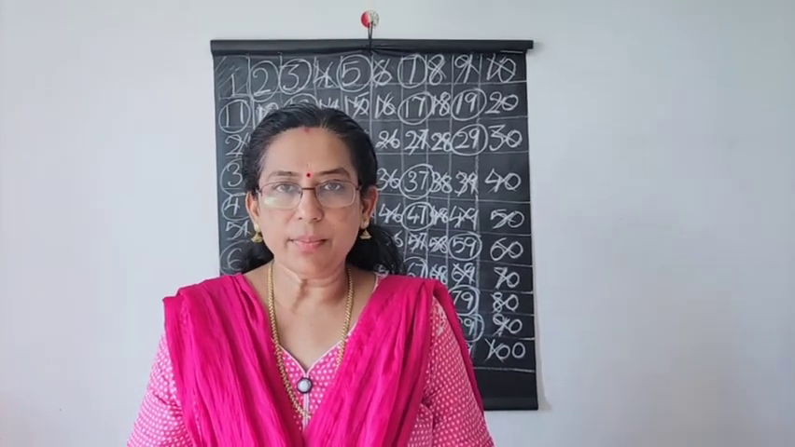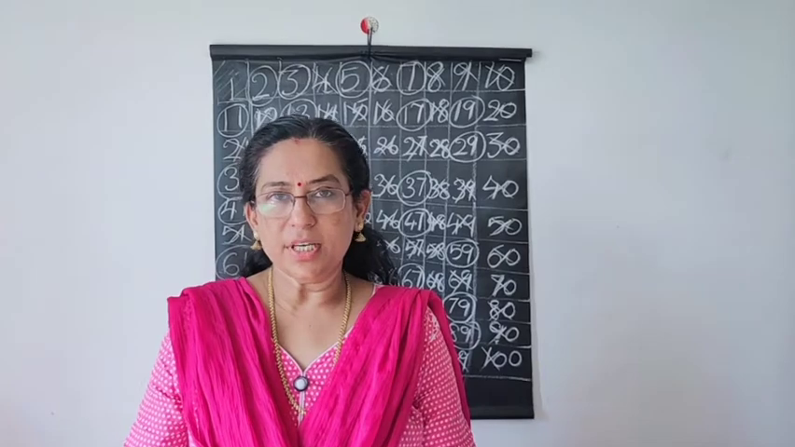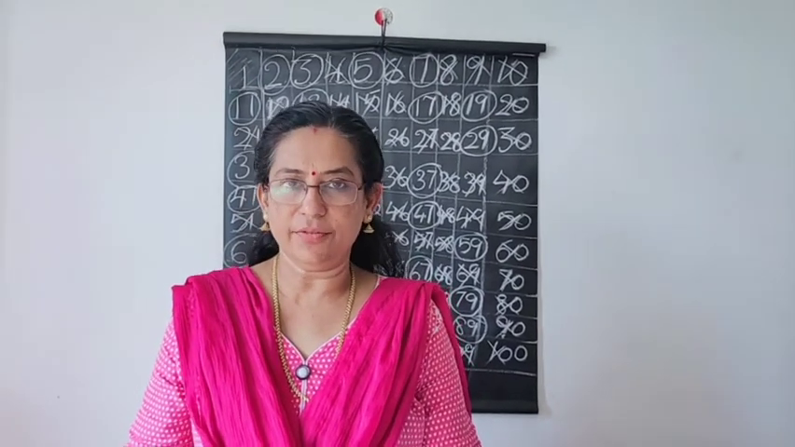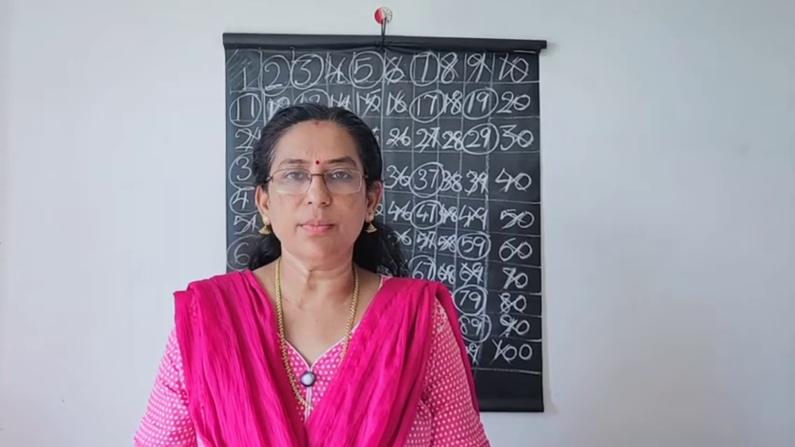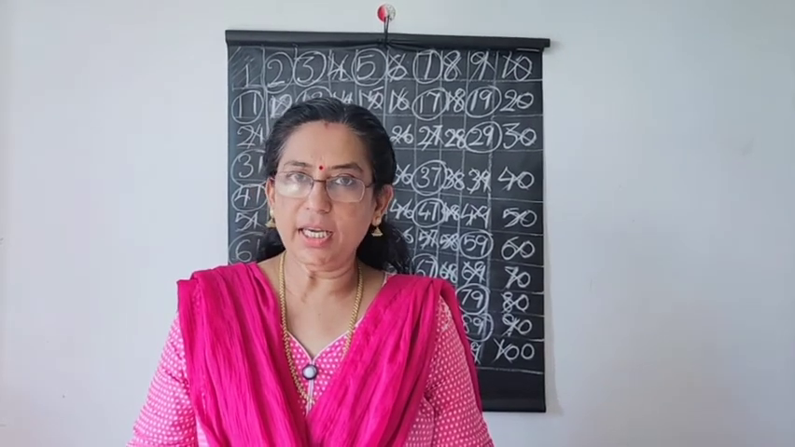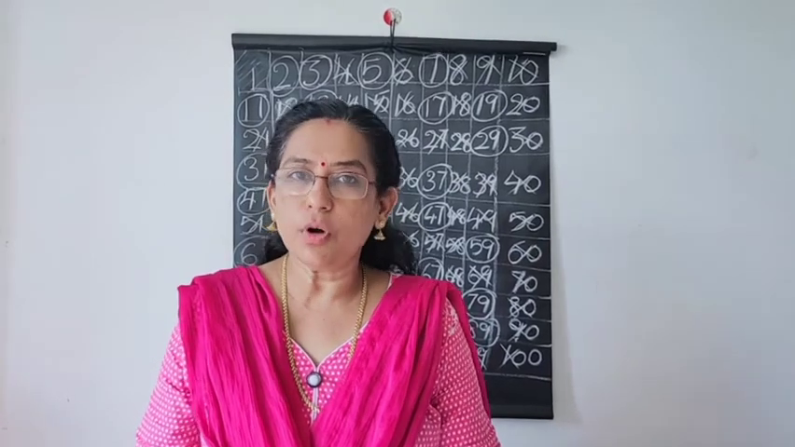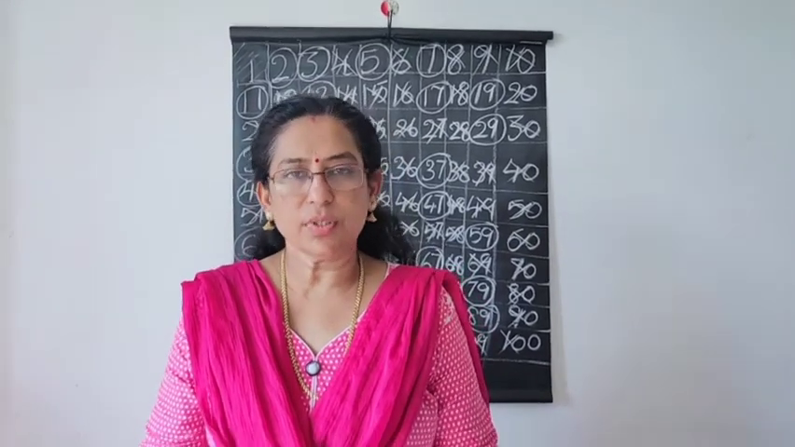What is a prime number? Numbers which have only two factors, 1 and the number itself, are called prime numbers. For example, 2, 3, 5, 7, 11 like numbers are having only two factors. So these types of numbers are called prime numbers.